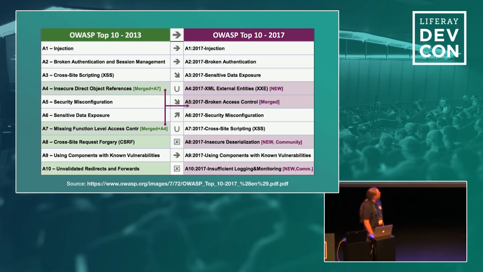So that's the top 10 2017 vulnerabilities. Now we've got a bit more time, so I'm going to go back to 2013 and just talk about a couple that didn't quite make this list. They're still very prominent out there, and Liferay can help with them, so it's worth mentioning.